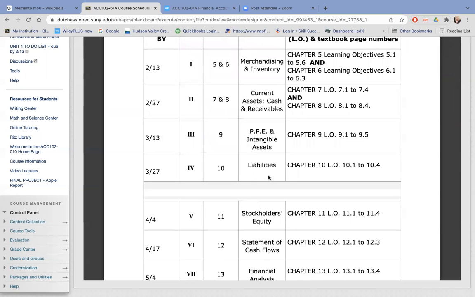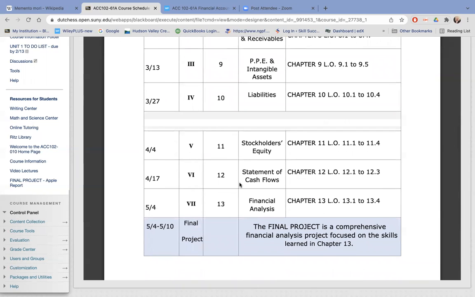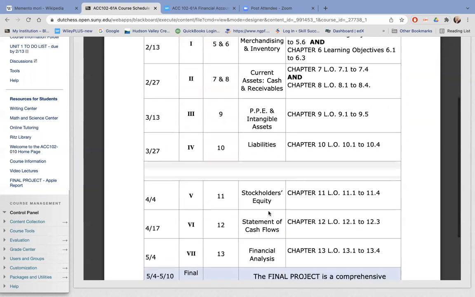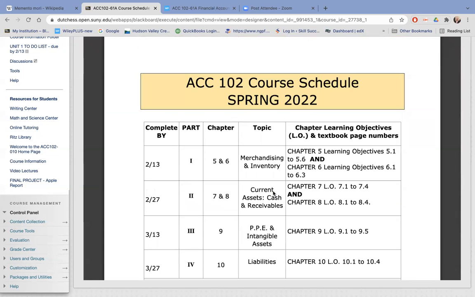Unit 4 talks about the liabilities. Part 5 talks about stockholders' equity. Part 6 is strictly on the cash flow statement. And the last part of the course is financial analysis. You're going to be learning a little bit of financial analysis as we go through each of the chapters. So by the time we actually get to chapter 13, you're going to be familiar with the vast majority of the ratios that are used.